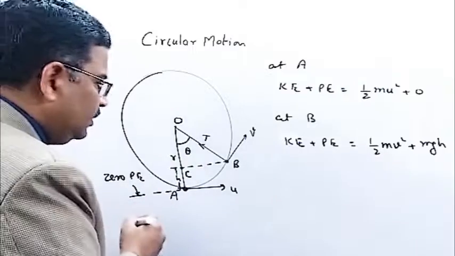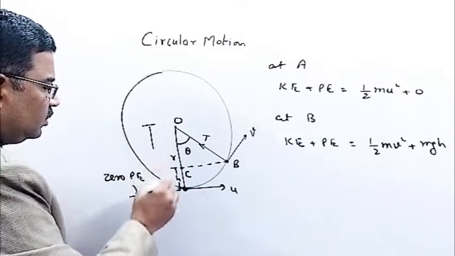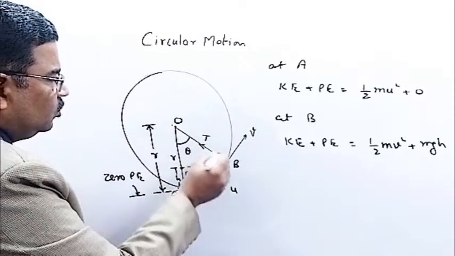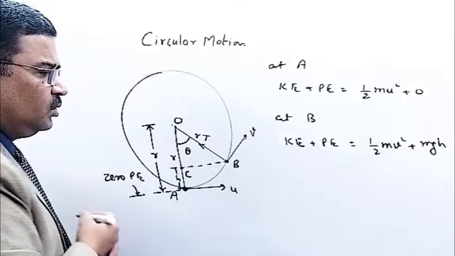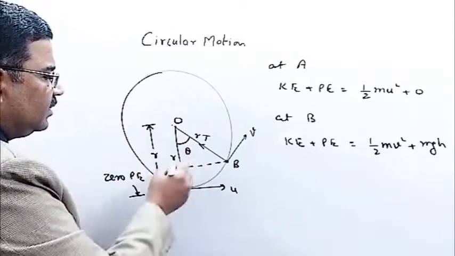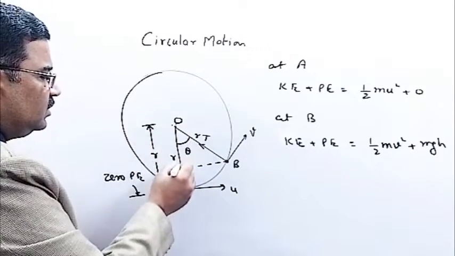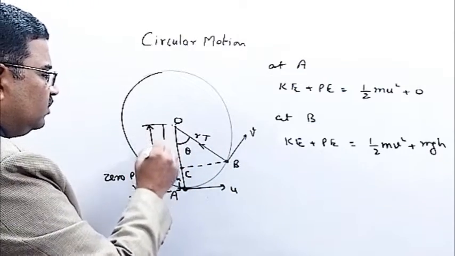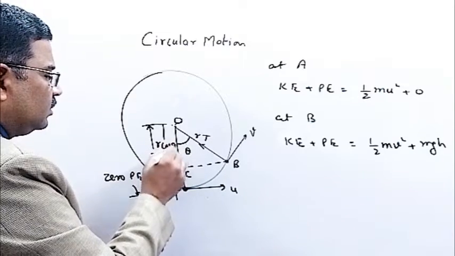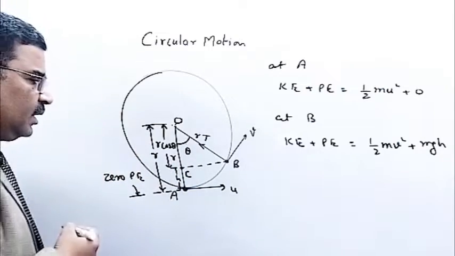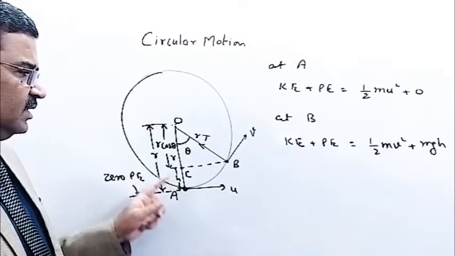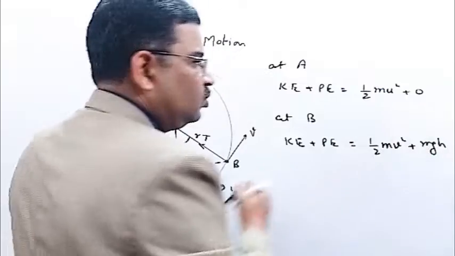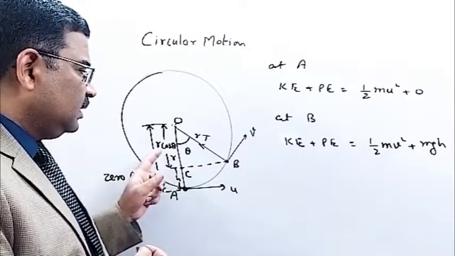So in this triangle, see that the total distance OA is R, and this OB is also R because this is also radius. So in this triangle, if you see that OC is OB into cos theta, so this will be R cos theta. And now we can see that the value of h is R minus R cos theta. So the value of height has come out to be R minus R cos theta.